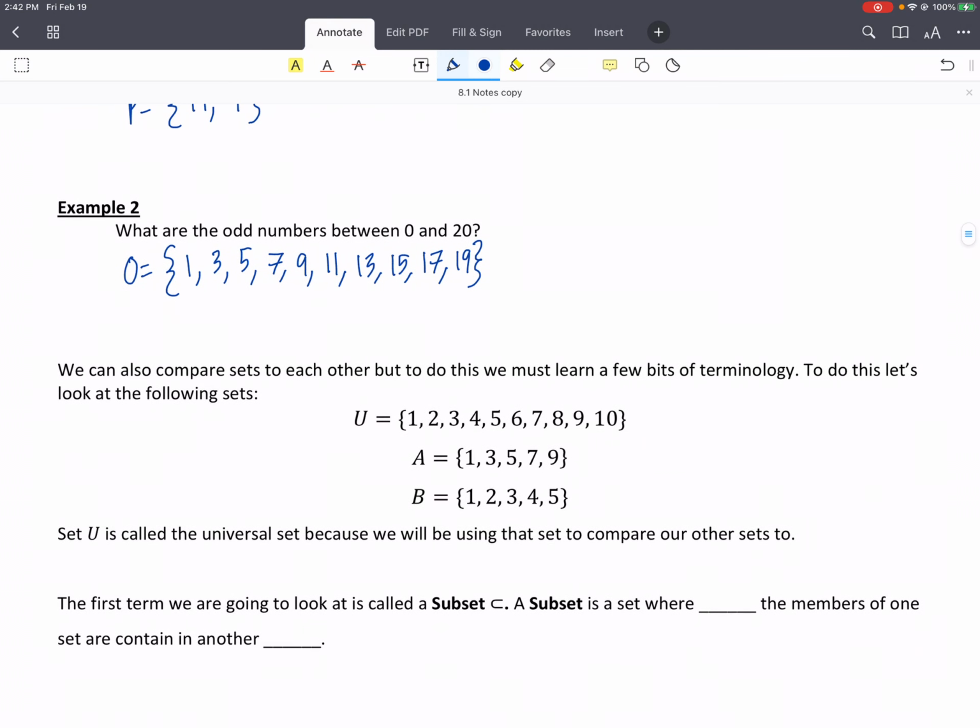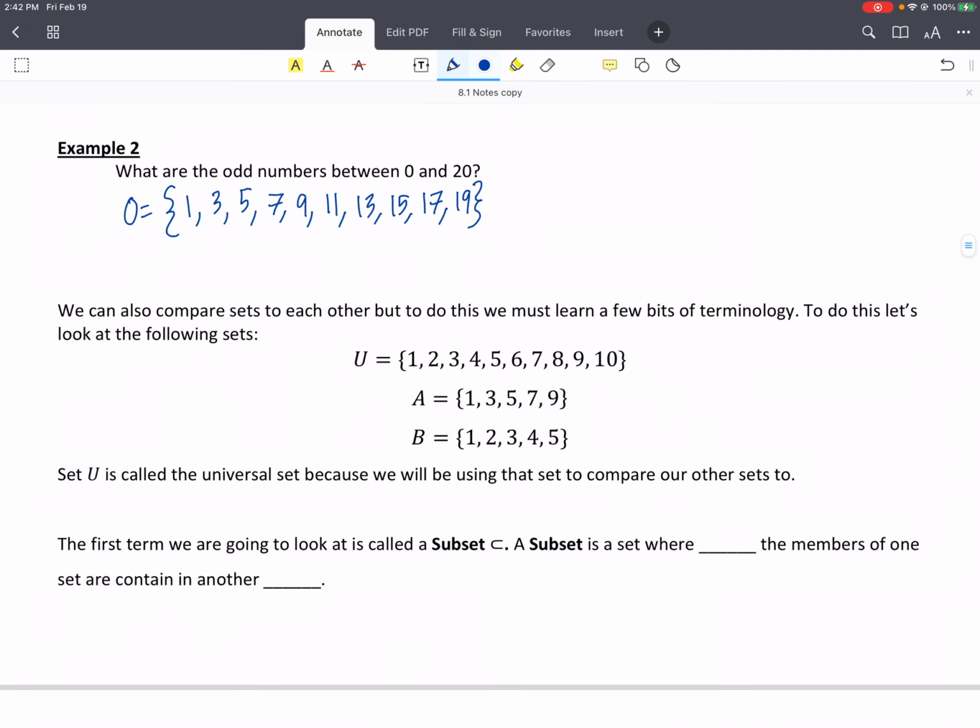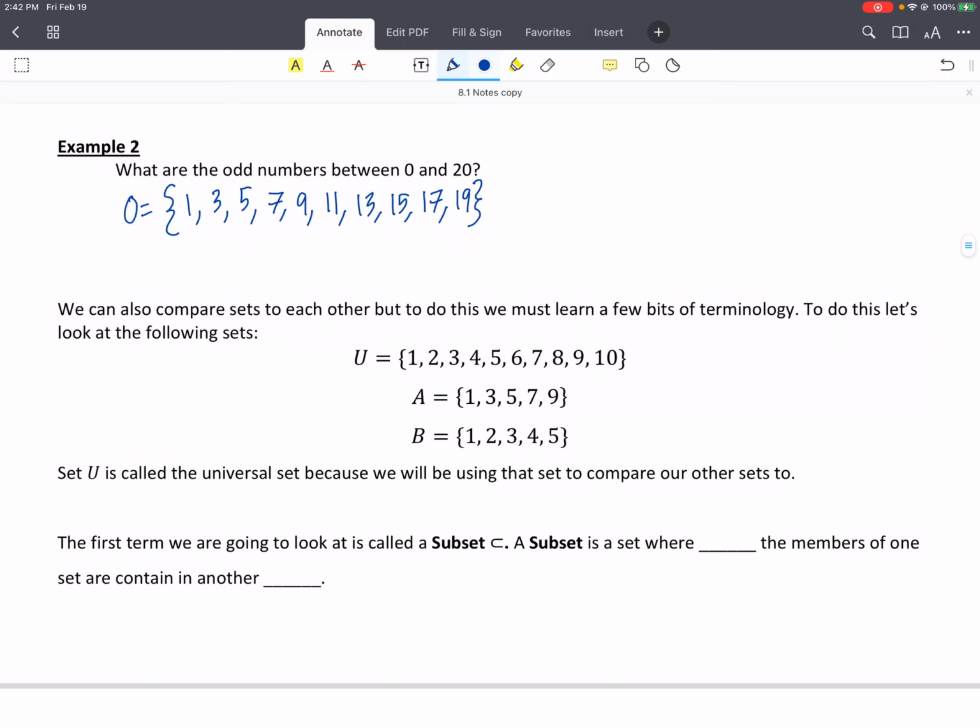Okay, but we want to compare these sets to each other, and so there's some terminology that we have to use. If we look at the following sets, we've got U, which contains all the numbers 1, 2, 3, 4, 5, 6, 7, 8, 9, 10, up to 10. A contains all the odd numbers 1, 3, 5, 7, 9. And then B contains 1 through 5. The set U is what we call the universal set, because we will be using that set to compare the others to. It's basically our world, and our other sets are going to be inside our world.